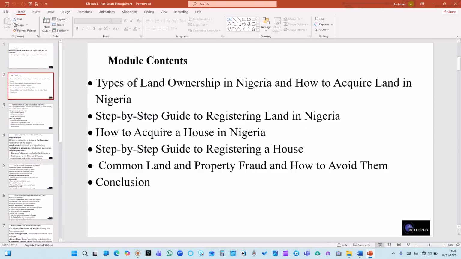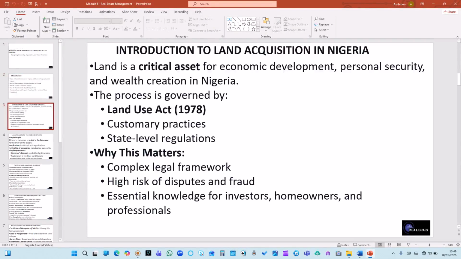The module content that we shall be looking at include types of land ownership in Nigeria and how to acquire land in Nigeria, step-by-step guide to registering land in Nigeria, how to acquire a house in Nigeria, step-by-step guide to registering a house in Nigeria, common land and property fraud and how to avoid them. Then we will now draw a conclusion. Let us begin with the introduction to land acquisition in Nigeria.